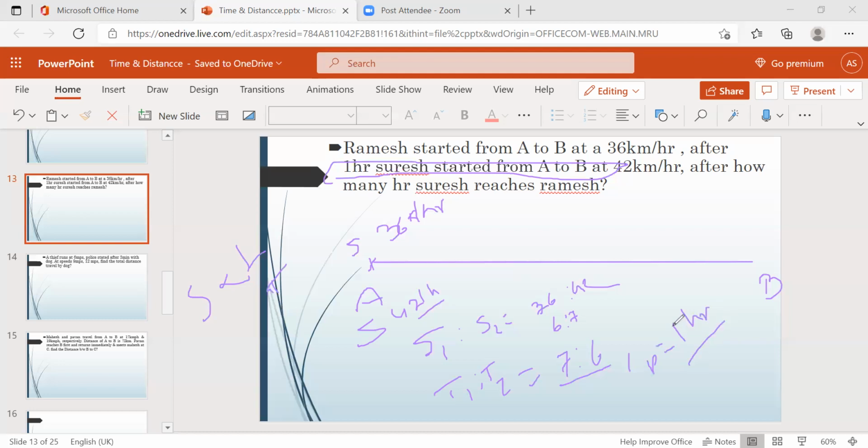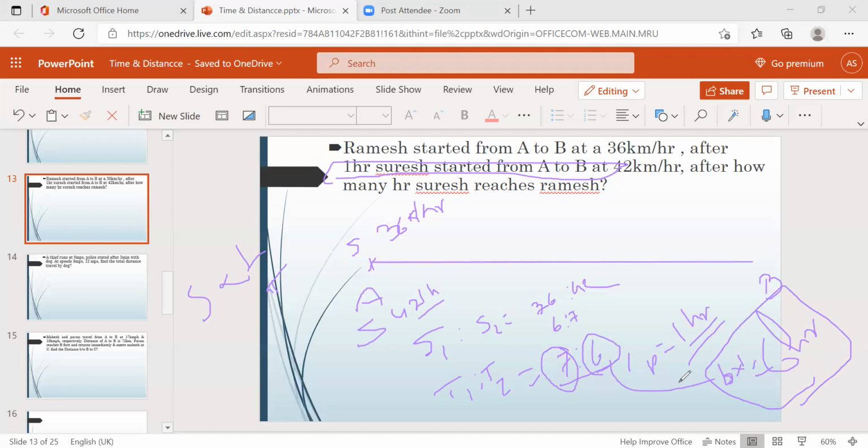Now, Suresh will reach in 6 parts, right? Ramesh is taking 7 hours, and Suresh is taking only 6 hours to reach Ramesh. Means 6 parts, 7 parts. So one part is 1 hour, 6 parts is nothing but 6 into 1. Okay, 6 hours. But this is one type of solution.